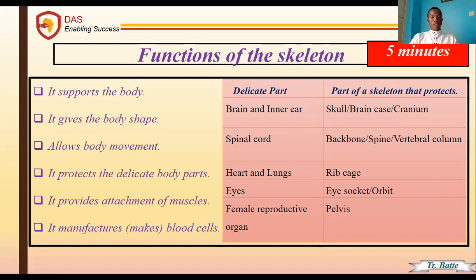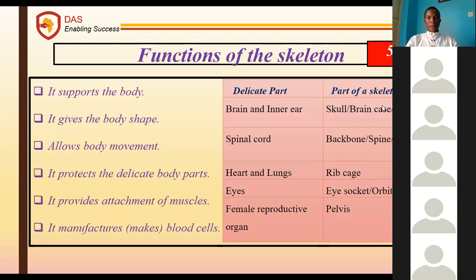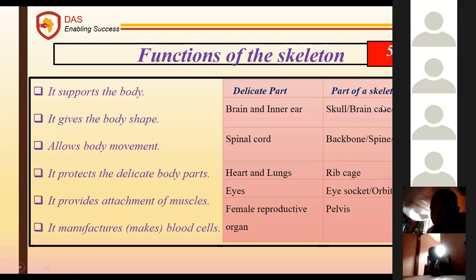So the importance of the skeleton, or one of the functions of the skeleton, is to make blood cells. Are we together? That's one of the functions of the skeleton, to make blood cells. I won't say red blood cells, but it is not only one that is made. Of course, we have red blood cells and the platelets. Those two are made by what? By our skeletal system. Are we together? So the skeleton helps to make blood cells.